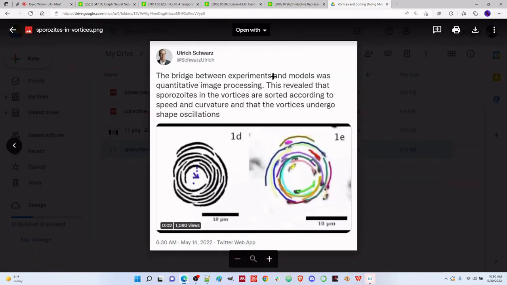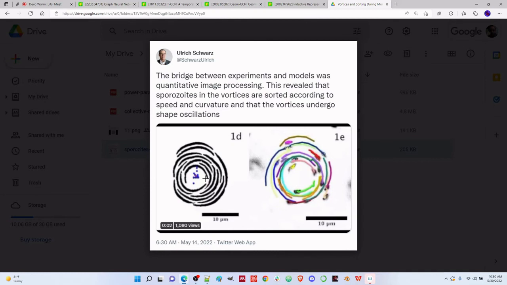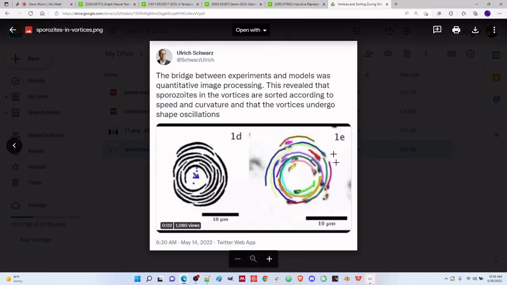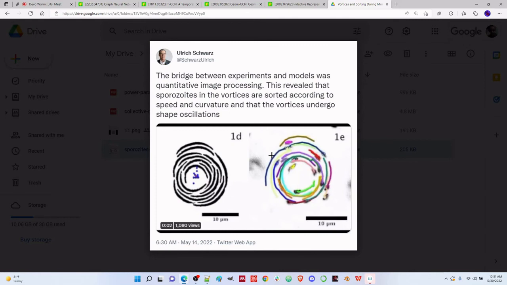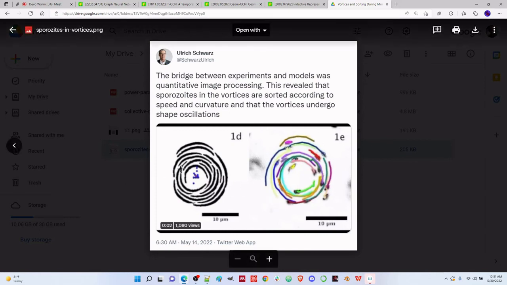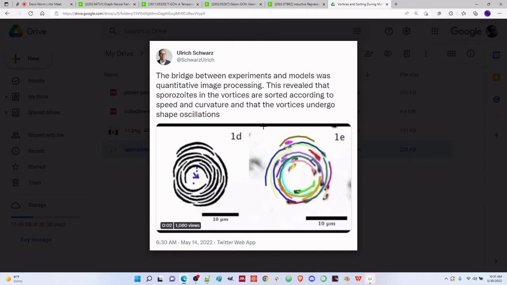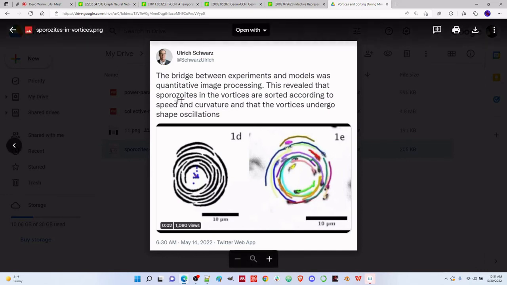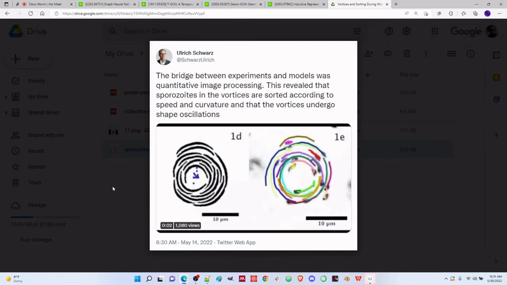And here the bridge between experiments and models was quantitative image processing. You put these things under a microscope, you look at the collective, and you can actually track the sporozoites in their active state as they're moving around, and then use those data to build the simulations. So the microscopy was really the linchpin of all of this, to bring this to something that we could actually simulate and measure. And this is able to show that the sporozoites in the vortices are sorted according to speed and curvature, which results in shape oscillations of the collective.